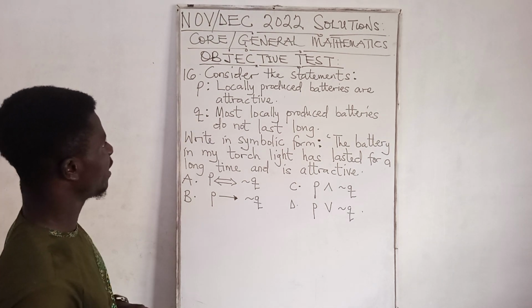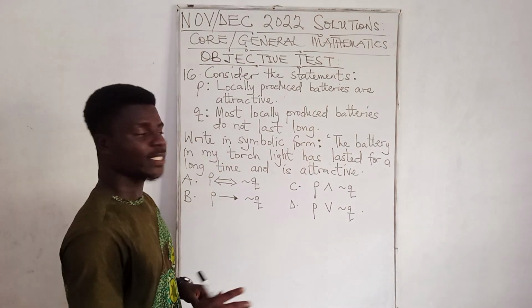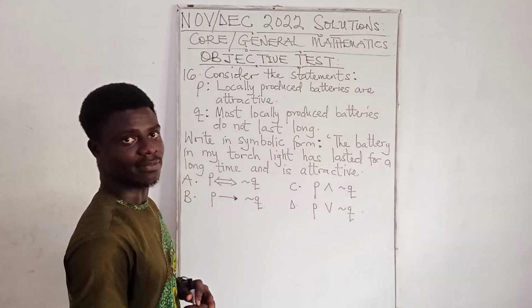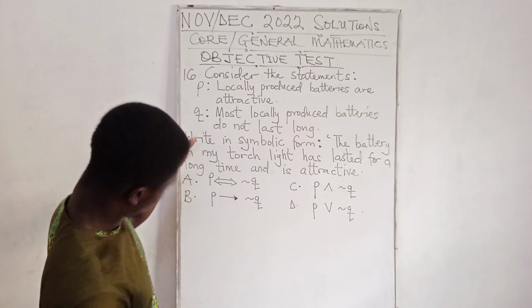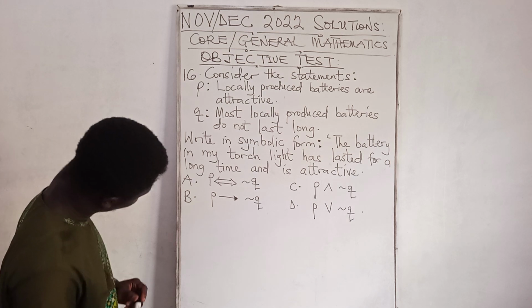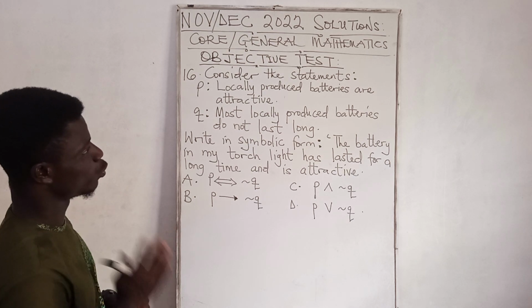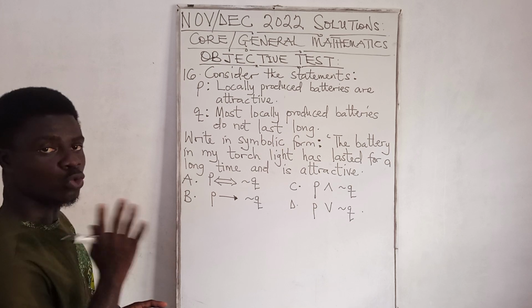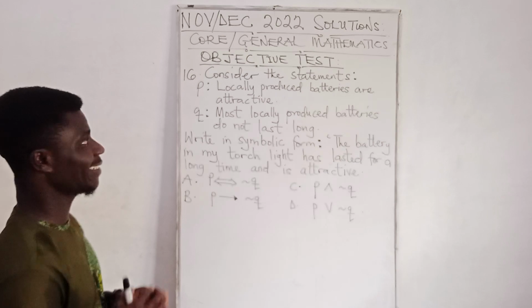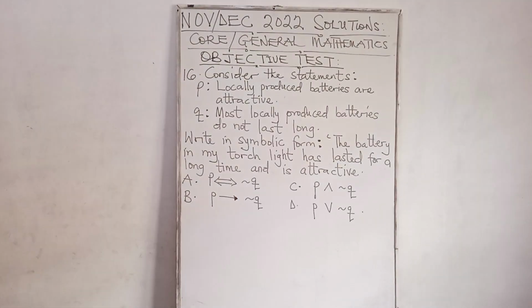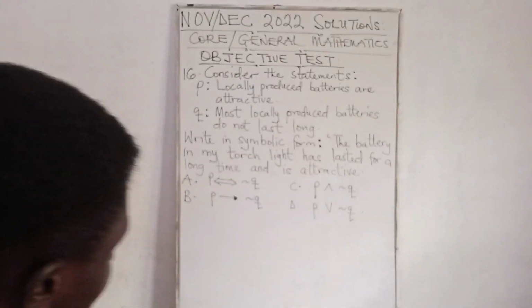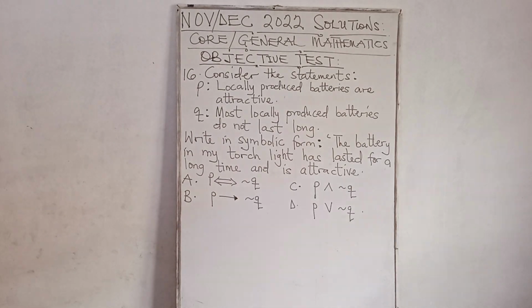You have this statement P: locally produced batteries are attractive. Listen very well. Then you have statement Q: most locally produced batteries do not last long. Again, consider the statements. Statement P, we have what? Locally produced batteries are attractive. Then statement Q, we have most locally produced batteries do not last long.